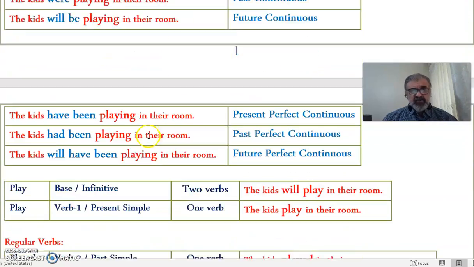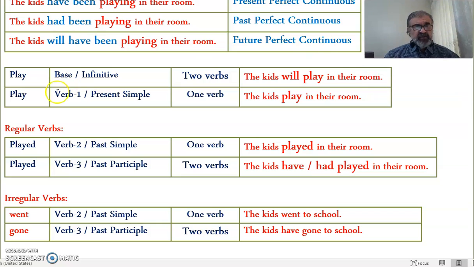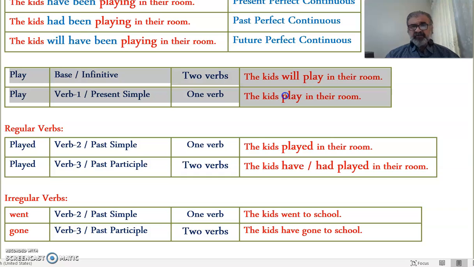Let's look at the 2 examples. Now, if we are using play as the base infinitive, we have 2 verbs. The kids will play in their room. But if you are using play as the verb 1, which is the present simple, there is only one verb. The kids play in their room.